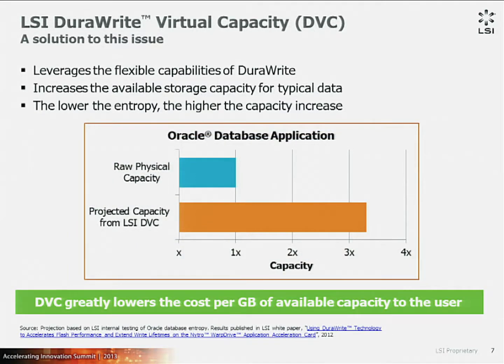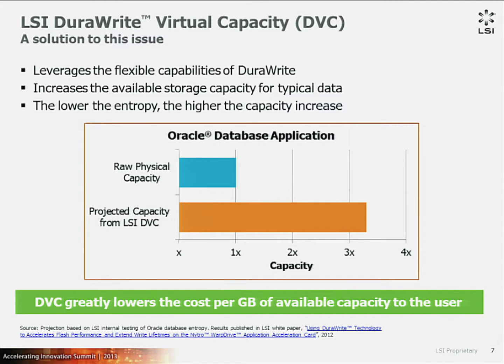So that actually led to the introduction of our Dura-Write virtual capacity, or DVC as I may refer to it going forward. So this leverages that flexible capability inside of Dura-Write. It increases the available storage capacity of typical data, and the lower the entropy, the higher the capacity will increase. So if you recall in the Oracle database, it had that 30% entropy level.